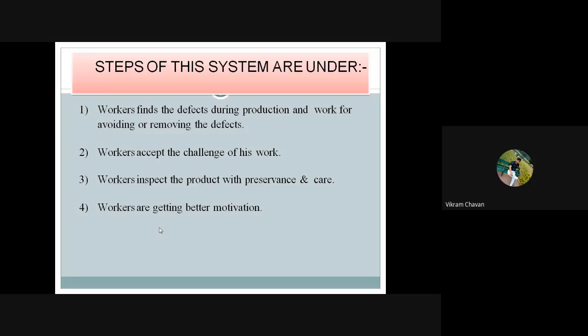Steps for zero defect. Next heading you can give steps for implementation of zero defect, or steps of this system are: first one.